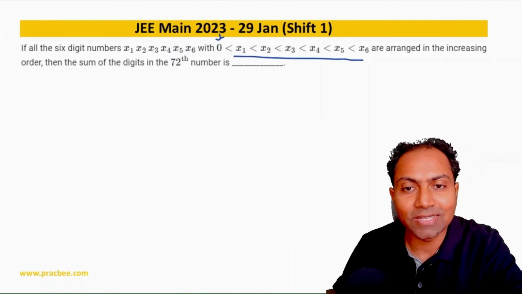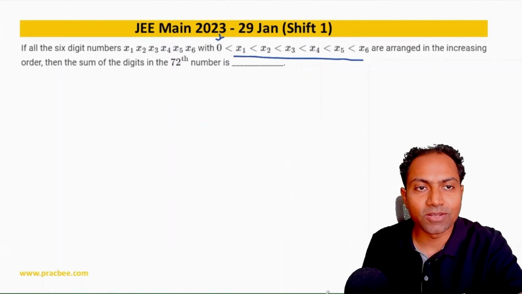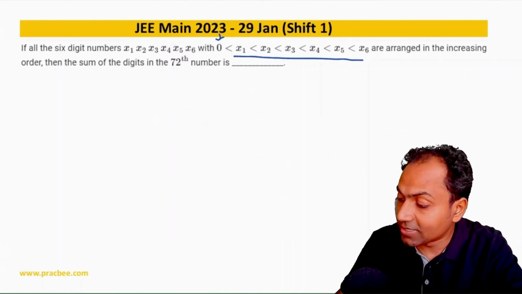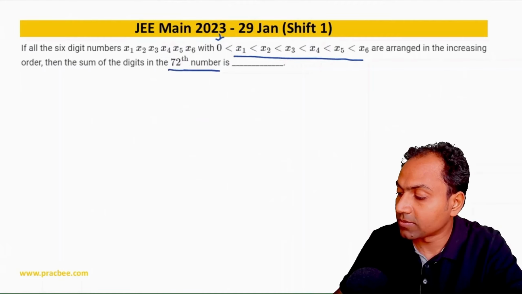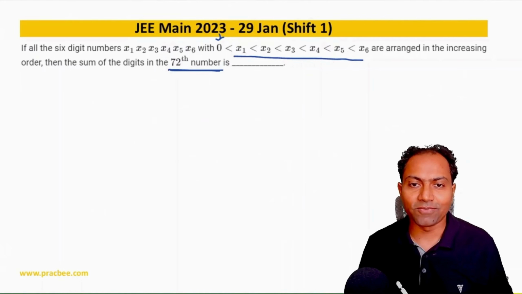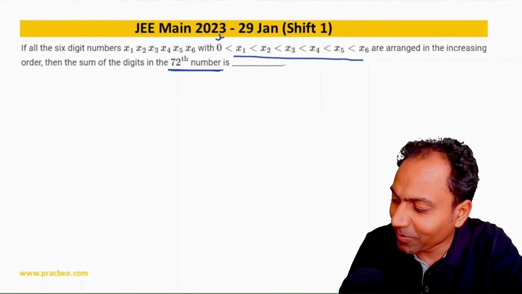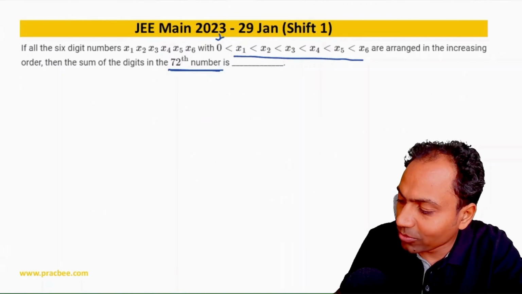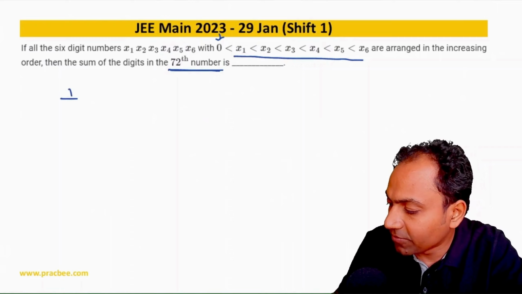If I write this in ascending order or increasing order, then the sum of the digits of the number at 72nd place. So now we can see that the same rank based number question that we did earlier, we need to do in reverse order. So let us see how to manage this question. So what we are going to do is, we are going to start filling the first place first.